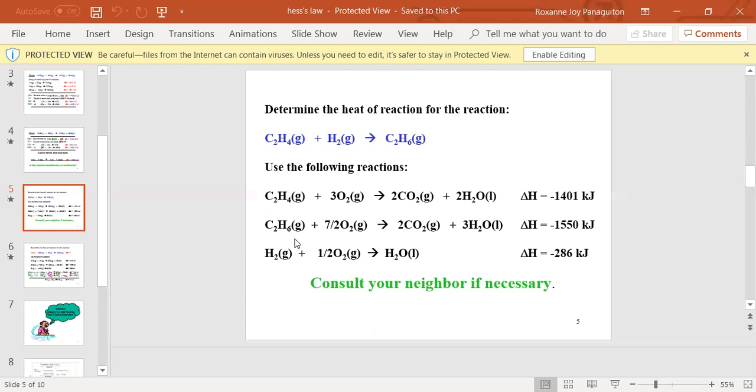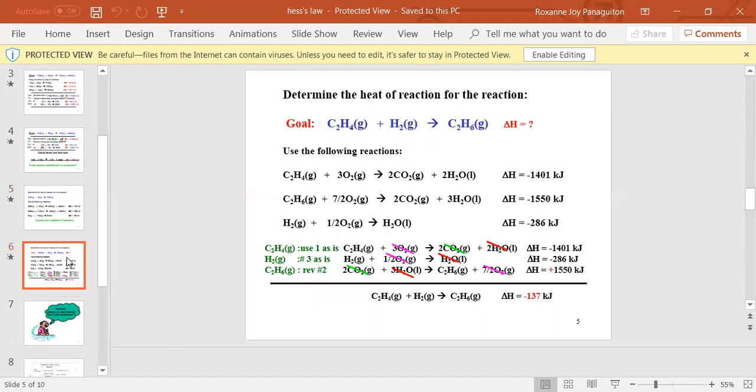So, what you are going to do is reverse the second reaction. Now, if you look at the hydrogen, it is found on the reactant side, and in your third equation, nasa reactant side din si hydrogen. So, therefore, there is no need to reverse the third equation as well. Now, after reversing, you have to add all the terms and cancel out the common terms.